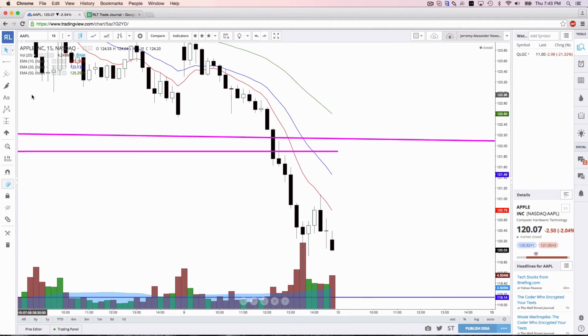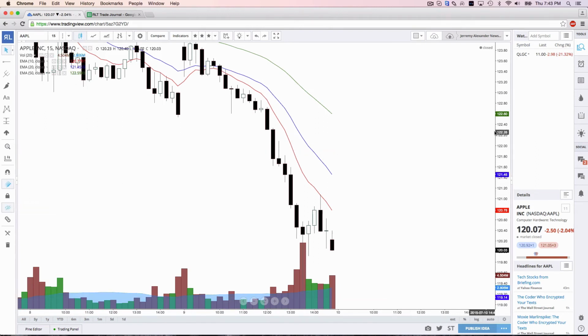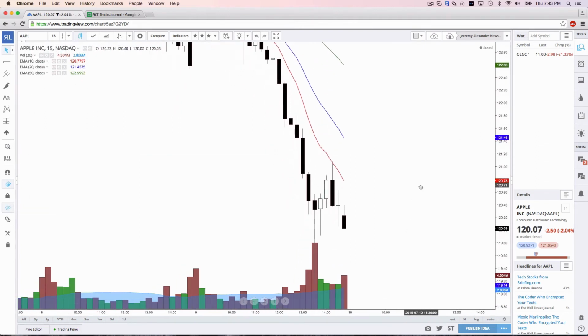So this is a good example. Let me just hide all my drawings on Apple for a moment and show you this. Here's another kind of unwritten rule. If you want to write it down, you definitely can, but it's something to always keep in mind. Buy low, sell high, obviously, is one of my most favorite. But always look at the candles previous to you and ask yourself, are people being trapped?